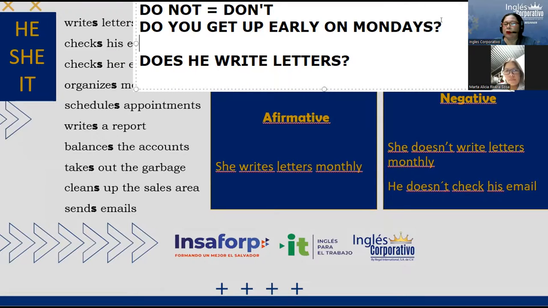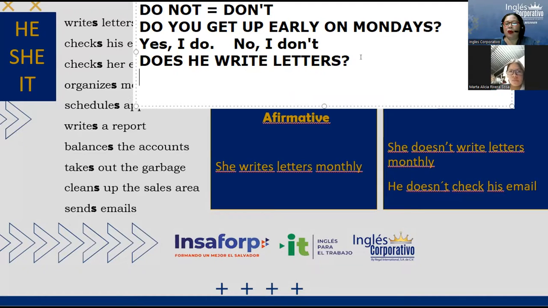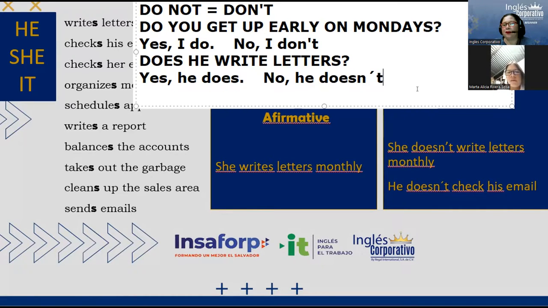Ahora, veamos cómo respondemos estas preguntas, que también lo tenemos que hacer con el do y con el does, ¿verdad? Si es afirmativo, vamos a decir que sí me levanto temprano, entonces voy a decir yes. Yes, I do. Exactly. Yes, I do. Y si es negativa, no, I don't. Y lo mismo acá, pero con el does. Yes, he does. Okay. Y si es negativa, no, he doesn't. Okay? Okay, teacher.